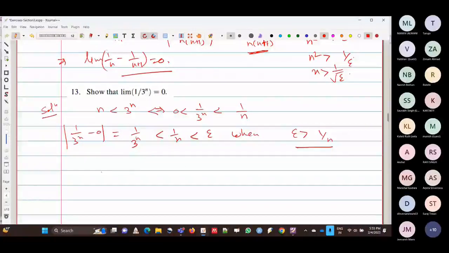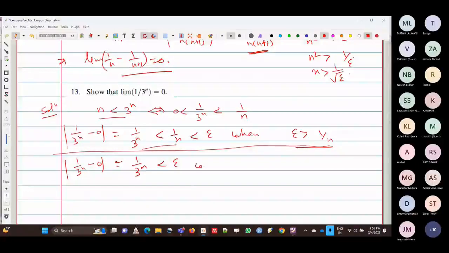Or else, let us see something else. This is one way, when we are using this or this. If you don't want to use this, you can write 3 to the power n minus 0, which equals 1 upon 3 to the power n. This is less than epsilon when 3 to the power n is greater than 1 upon epsilon. And then you can take log and calculate the value of n. Fine. Otherwise, this is okay.